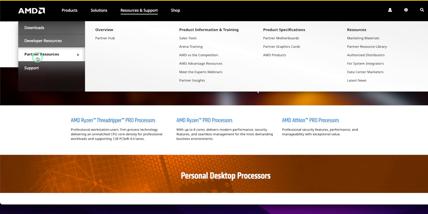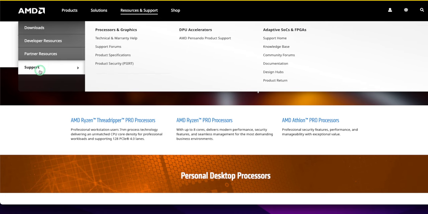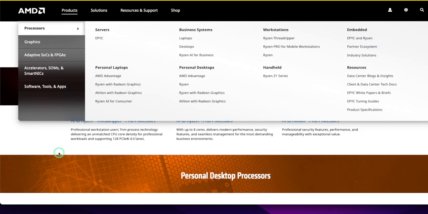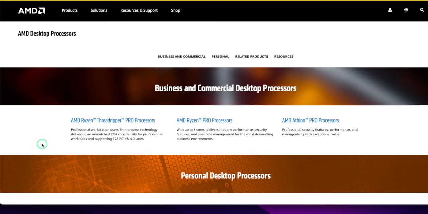Partner resources, sales tools. All right, they want to partner with you. You can hook up. I don't know if you become a legitimate reseller or partner with AMD. And support: warranty, documentation, knowledge base. Again, it's all here. This is your little RTFM. Read the manual. Not bad. Yeah, if you want to know stuff, go here and you'll get the truth, right? Because they make the stuff. They know what it does.